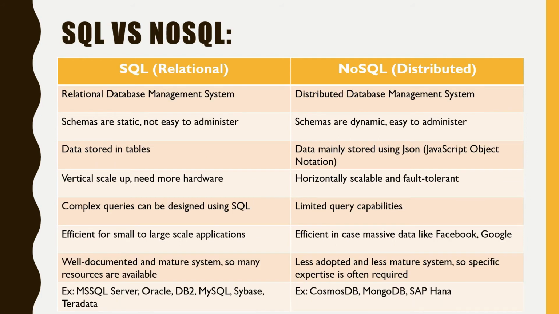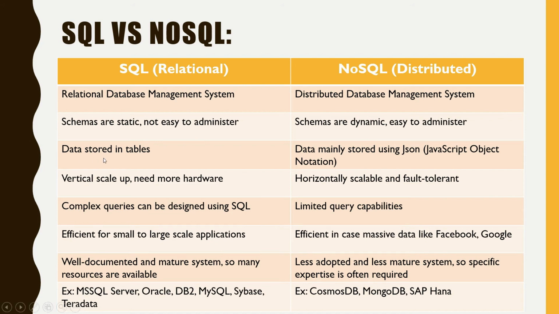Moving on to next topic, that is SQL versus NoSQL. We can also call it as relational versus distributed system. So SQL is used in relational database management system, whereas NoSQL is used in distributed database management system. Schemas are static and not easy to administer in SQL, whereas schemas are dynamic and easy to administer in NoSQL. Schema represents structure of the database. We may call it as blueprint of the database. So it's difficult to manage schemas once they are defined in SQL, but we can modify schemas in NoSQL at any point of time as requirement changes.